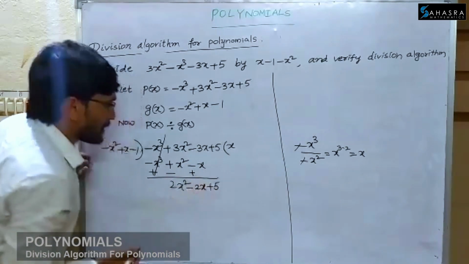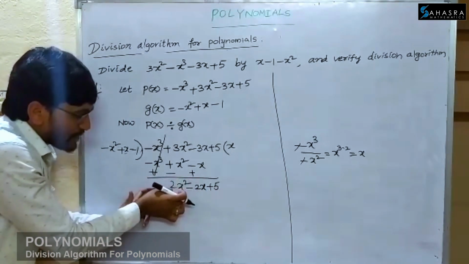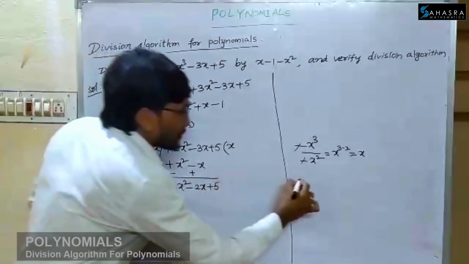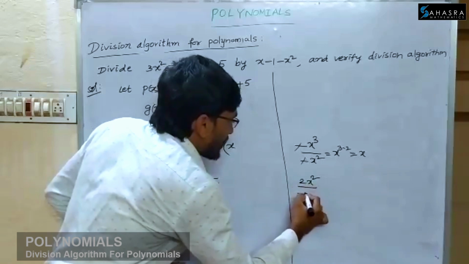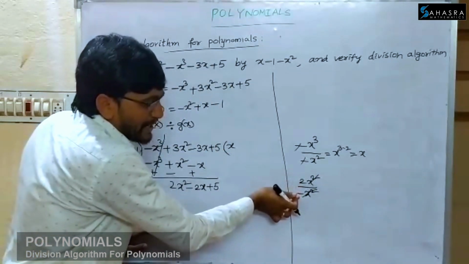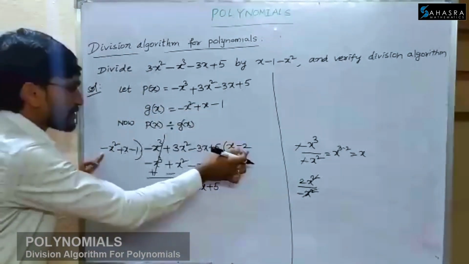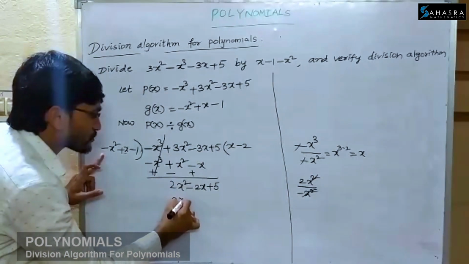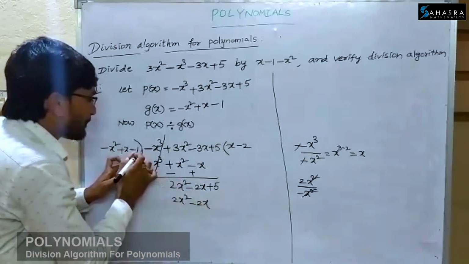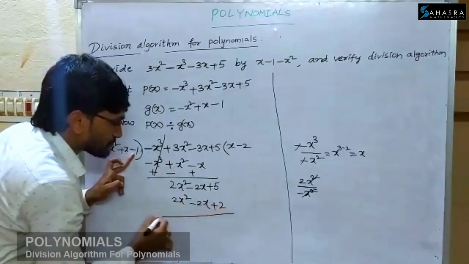Now again you have to eliminate this 2x square. How can we eliminate? Divide this 2x square by this first term. 2x square is divided by minus x square. x square gets cancelled. 2 divided by minus 1 is nothing but minus 2. Minus x square into minus 2 is 2x square. x into minus 2 is minus 2x. Minus 1 into minus 2 is plus 2.